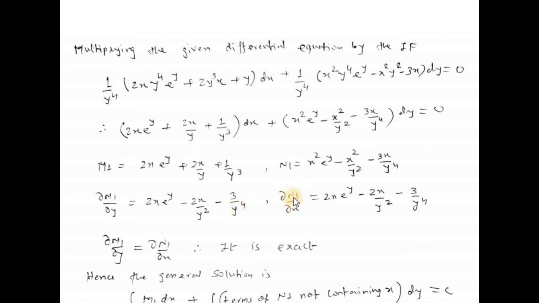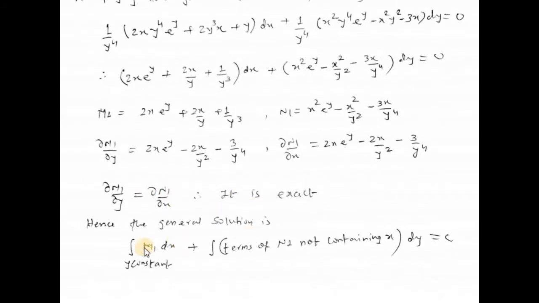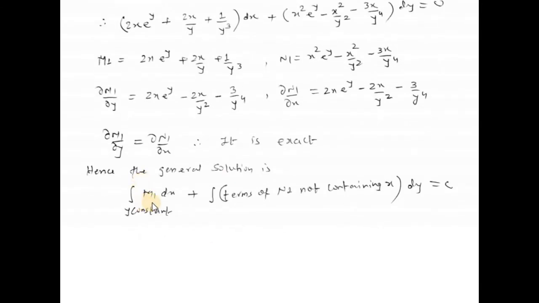Now we will find del N1 divided by del x. So the derivative of x square will be 2x, and e raised to y will be as it is. Here again the derivative of x square is 2x and this divided by y square will be as it is because y is a constant, and here the derivative of x is 1, so it will be minus 3 divided by y raised to 4. So as you can see both are same. So del M1 divided by del y is equal to del N1 divided by del x. Therefore it is exact.